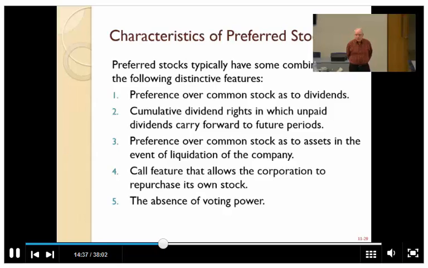Now, later on, if not in this 621, in 622, we talk about companies issuing bonds.